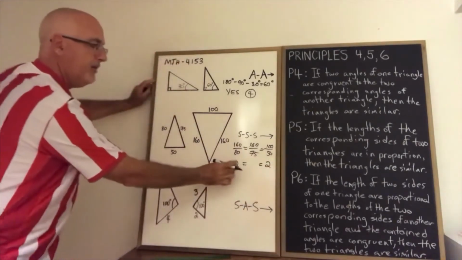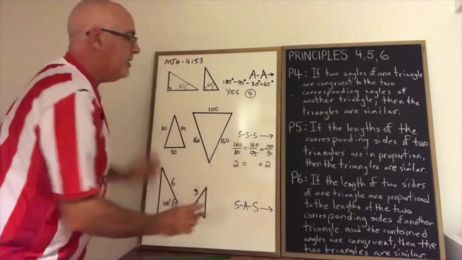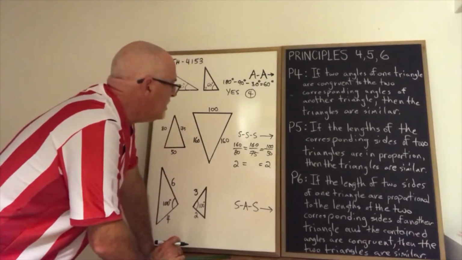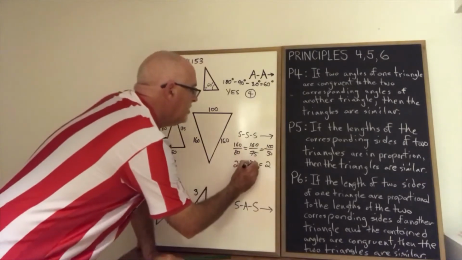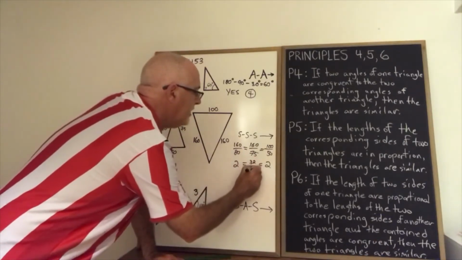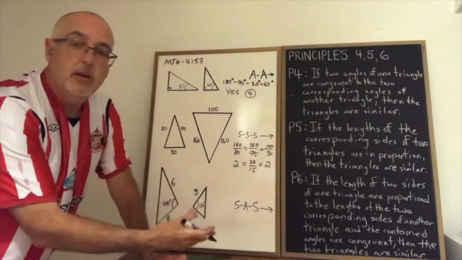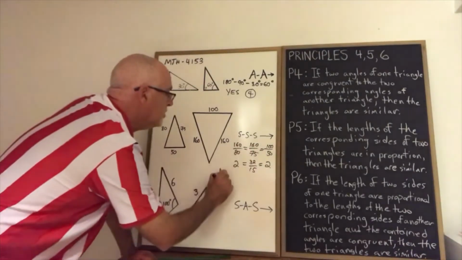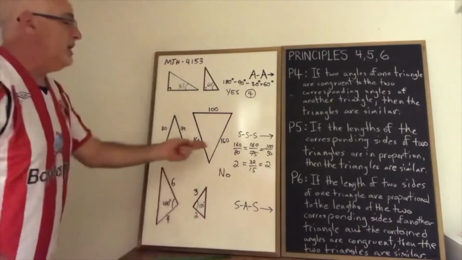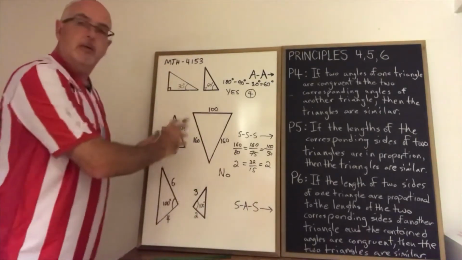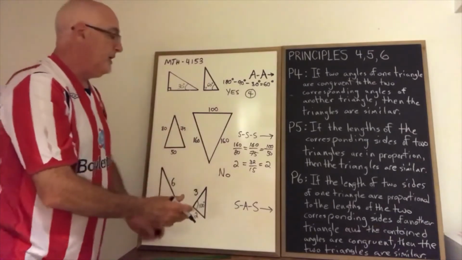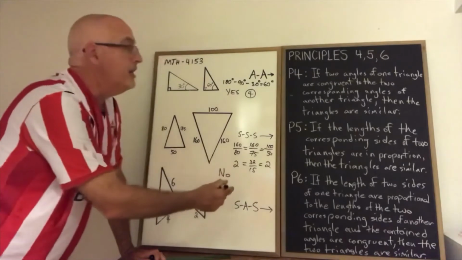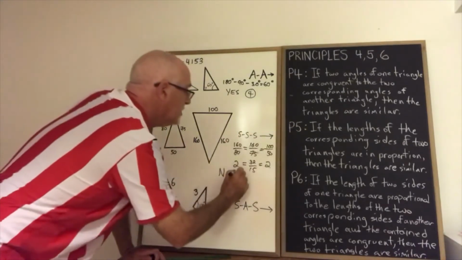It was looking good for the first pair and the last pair, but the middle pair is not simplifying to give me a 2. It would actually simplify to give 32 over 15, which is pretty close to 2, but it's not 2. So what we have proven here is that the answer to our question is no, because we need all of the pairs of sides to be in proportion for it to work. And my justification for saying no, besides showing my math calculation, is to say I'm applying principle 5.